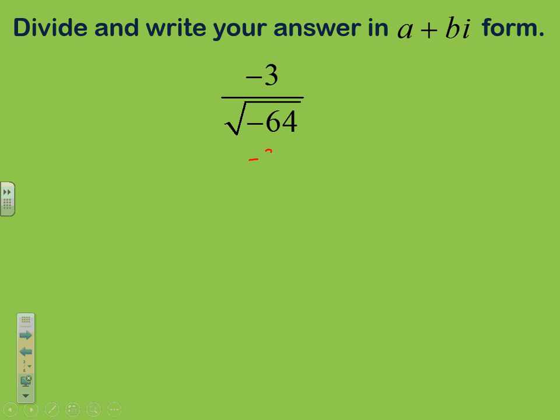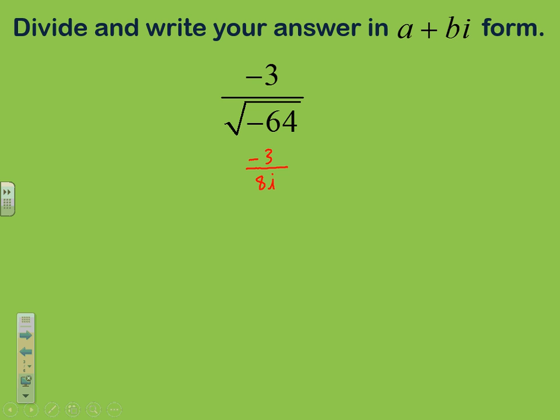Now in the numerator, there's nothing to really do. In the denominator, it simplifies to be 8i when I take the square root of negative 64. Now some of you may be wondering at this point, shouldn't the square root of negative 64 really be a positive 8i and a negative 8i? And the answer is yes, it really should be.